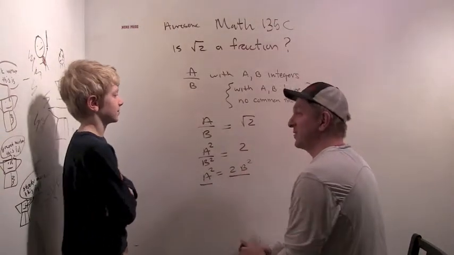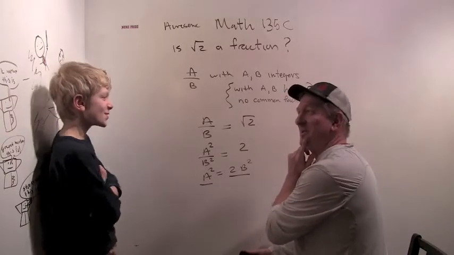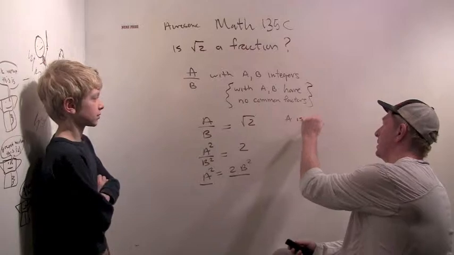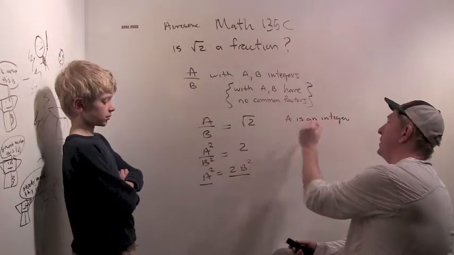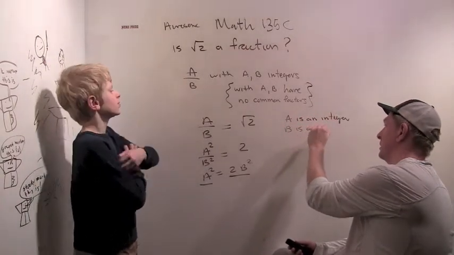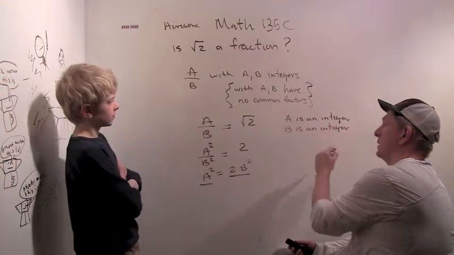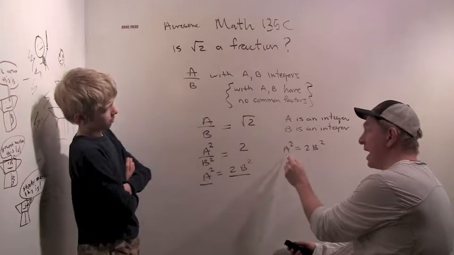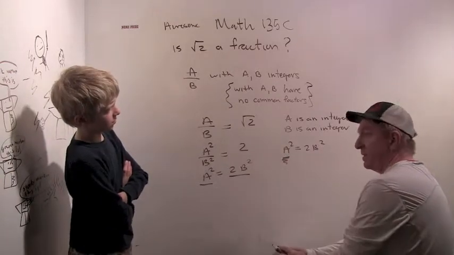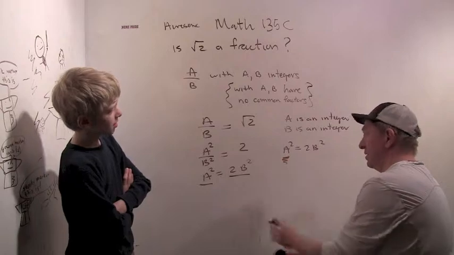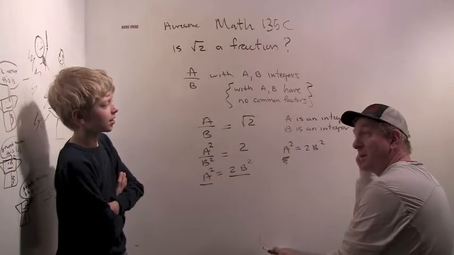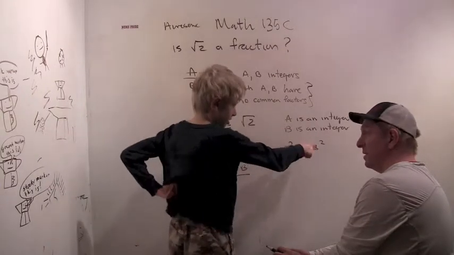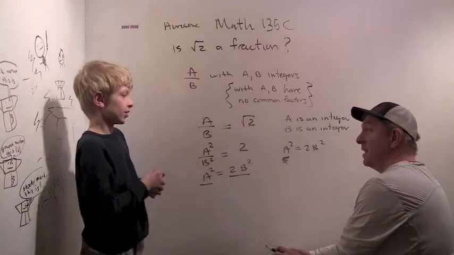So a squared is 2b squared. Okay, so what does this mean? A is an integer. B is an integer. And a squared is 2b squared. Can I say anything about a? What kind of integer does a have to be? It has to be even. How come? Because it's 2 of the same integer squared.